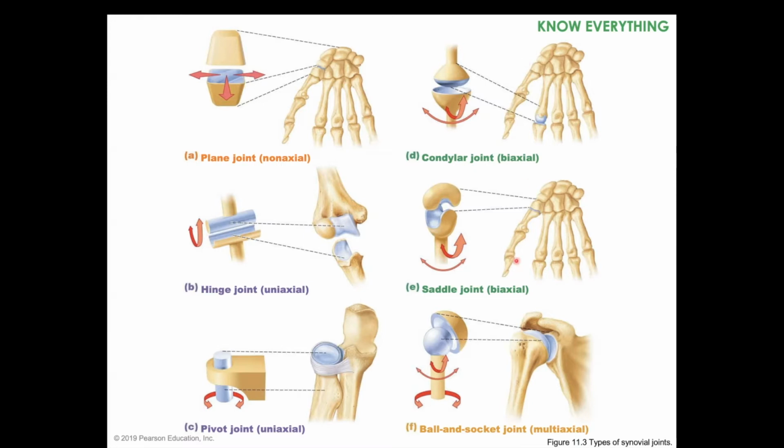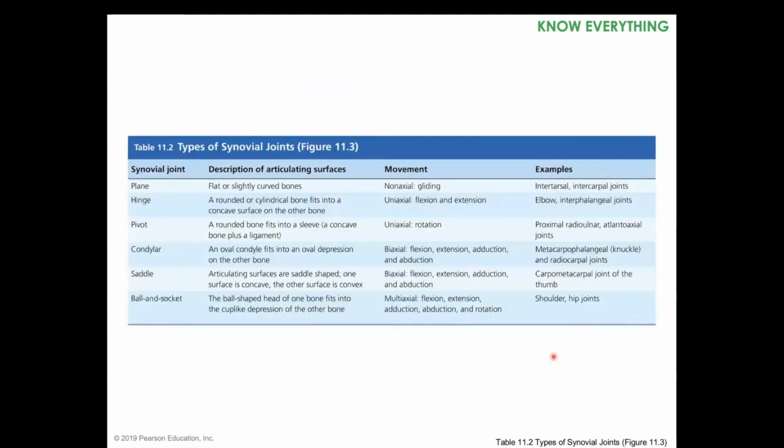Next, we have our saddle joint. You can find this where your thumb is, your carpal and metacarpal joint. It is also a two-axis joint or biaxial, and again, it does flexion, extension, abduction, and adduction. And lastly, we have the ball and socket joint. This is what your hip and your shoulder are. They are multi-axial and they can do flexion, extension, abduction, adduction, and rotation. And here's just another table showing you the characteristics of each synovial joint type.